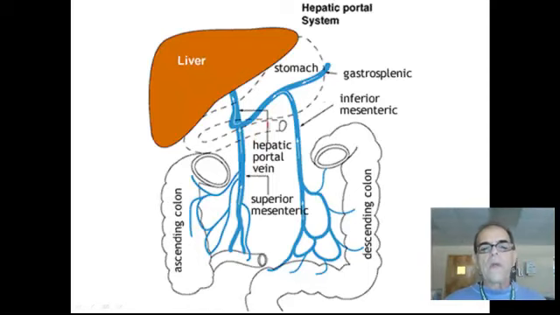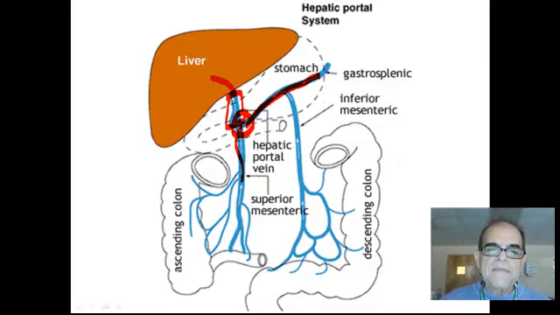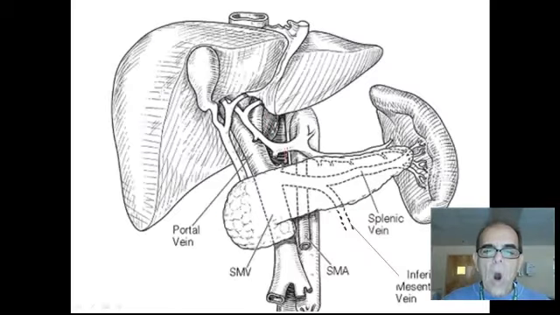You have here another illustration of the portal vein, the splenic vein, the superior mesenteric vein, the confluence, and the portal vein inside the liver, entering the liver. Another picture of the same.